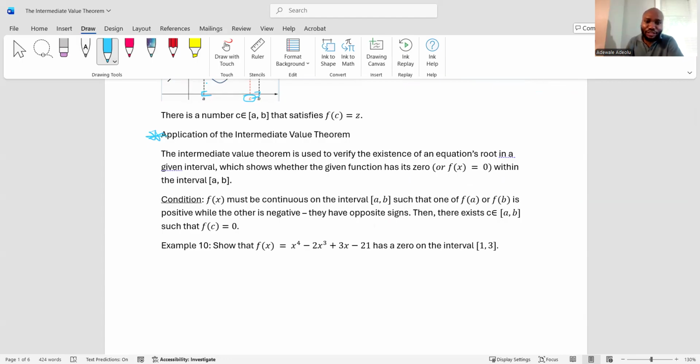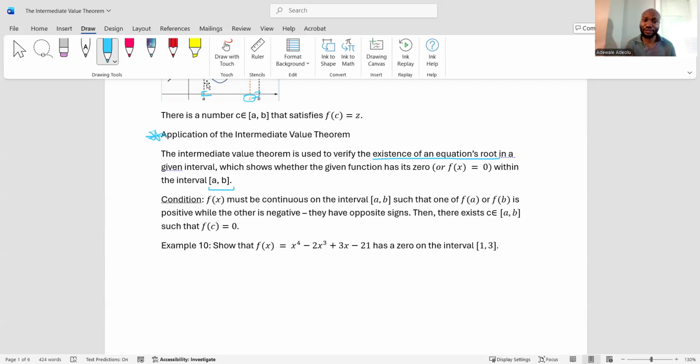The intermediate value theorem is used to verify the existence of an equation's root in a given interval, which shows whether the given function has its zero, or f of x equals 0, within that interval. That is, we can use the intermediate value theorem to check if a function has a zero within an interval.